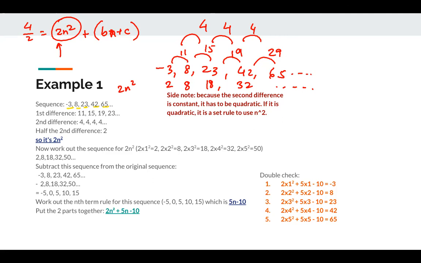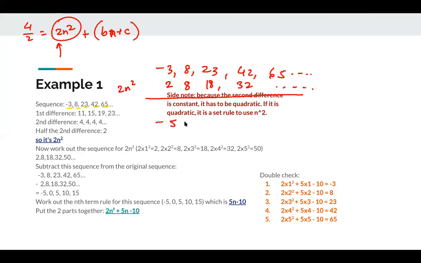Now, what I'm doing is I'm just using my original sequence, which is this one, and I'm going to subtract these two. When I subtract these two, what I get is negative 5, then 0, then 5, and 10, and 15, and so on. If you look at this, this is an arithmetic sequence with a difference of 5.